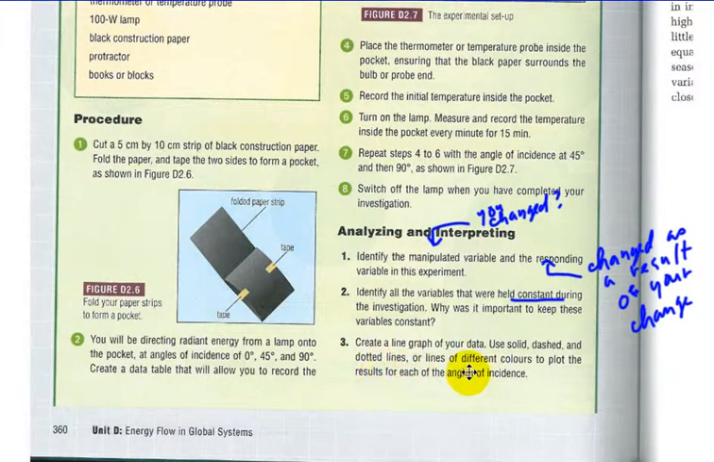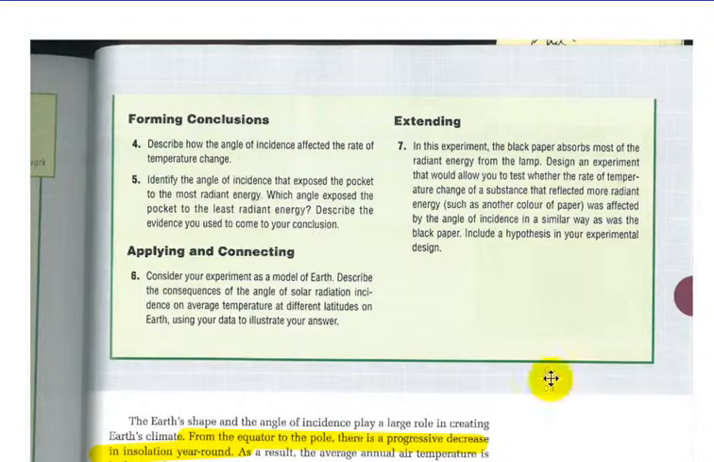Create a line graph of your data. Use solid, dashed, or dotted lines to represent different colors. Yes, we'll be making a graph with those 3 sets of data on it. Number 4, describe how the angle of incidence affected the rate of temperature change. Number 5, identify the angle of incidence that exposed the pocket to the most radiant energy. Which angle exposed the pocket to the least amount of radiant energy? Describe the evidence you used to come to your conclusions. Number 6, consider your experiment as a model of Earth. Describe the consequences of the angle of solar radiation incident on average temperature at different latitudes on Earth, using your data to illustrate an answer.